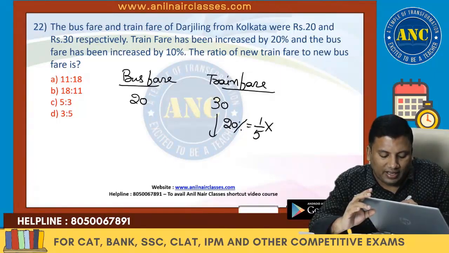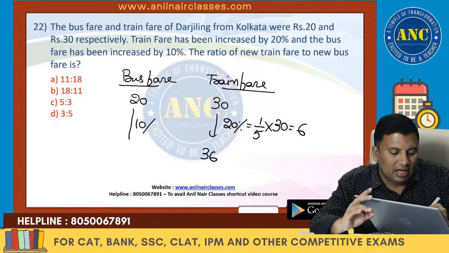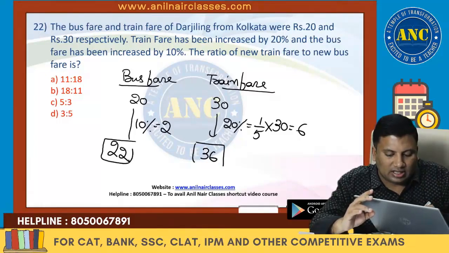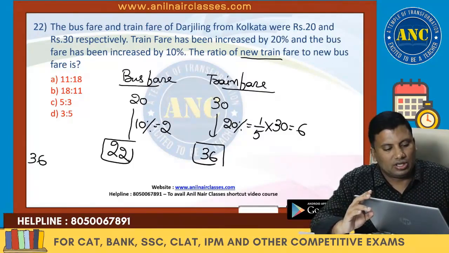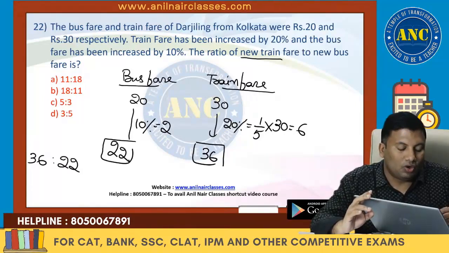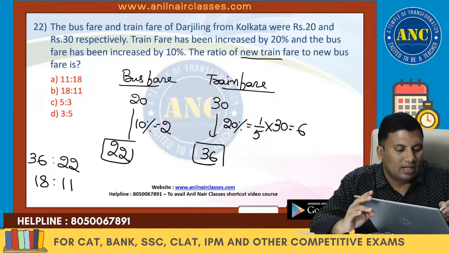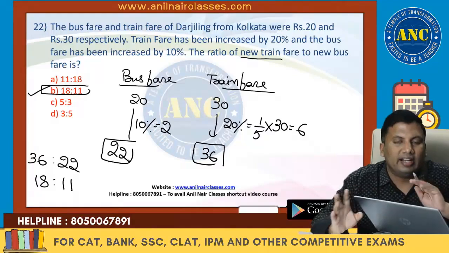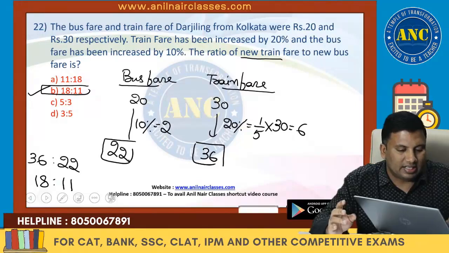20% is 1 by 5 into 30, which is 6. So this is 36. Bus fare has been increased by 10%, so 2. 20 plus 2, 22. This is 22, this is 36. The ratio of the new train fare, 36, to the new bus fare, 22. Don't directly do 11 is to 18. He is asking the reverse: 18 is to 11. The answer for this question is 18 is to 11. Easy question. Just an increase and decrease in terms of value.